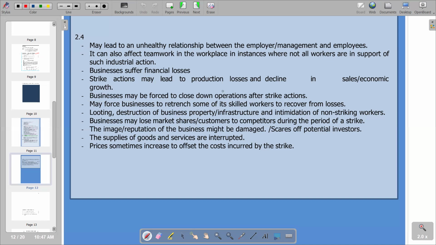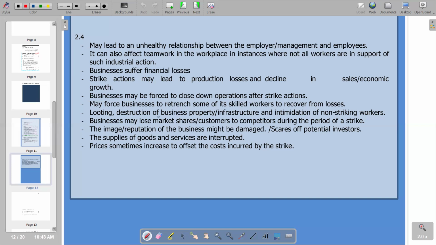Next we've got that businesses may be forced to close down operations after strikes, obviously. And the next one may force businesses to replace some of the skilled workers to recover from losses. Remember, they've made losses due to the strikes, so they might not be in a position to pay some of the workers because they've made losses. So they're going to retrench. Retrenching, they are stopping some of the workers from coming to work due to maybe low revenue, which is going to lead to low income, and they are now in cash flow problems. So they are not able to pay salaries and wages.